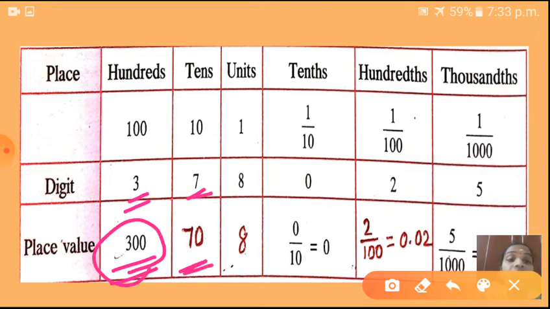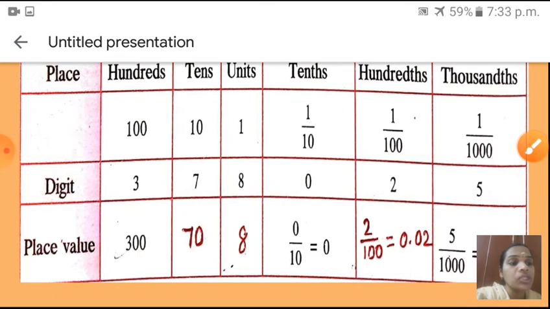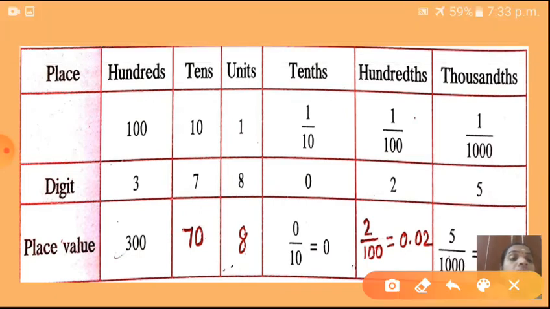So what will come? 7 is the tens place, so 70 will come, 7 into 10, 70. And here 8 is in the unit place, so what value will come? Very good, 8 only will come. And here the decimal point, isn't it children? After the decimal point 0 is there, 0 is the tenths place, so 0 upon 10, that value is what? 0. Understood?